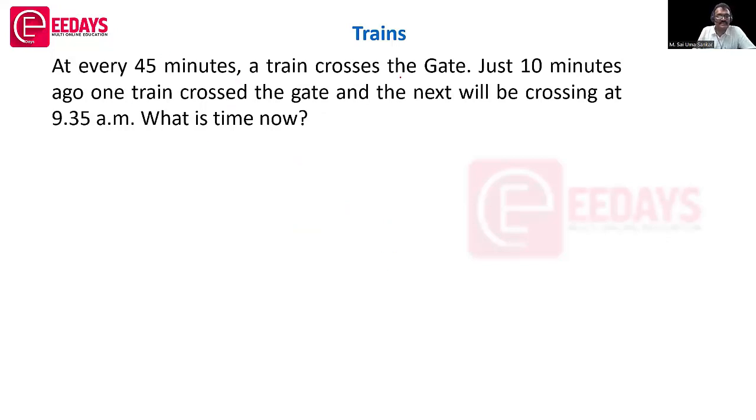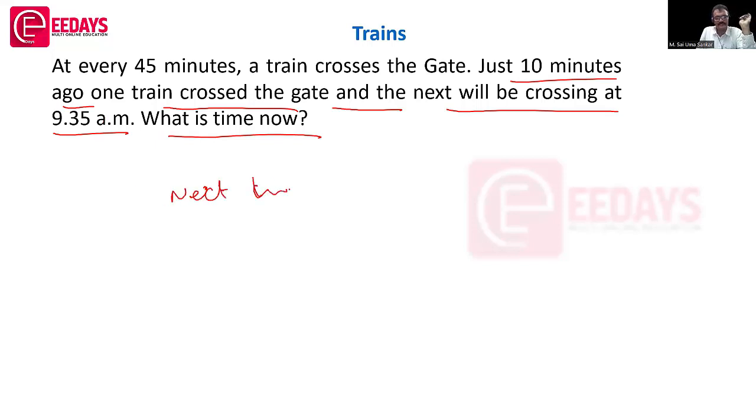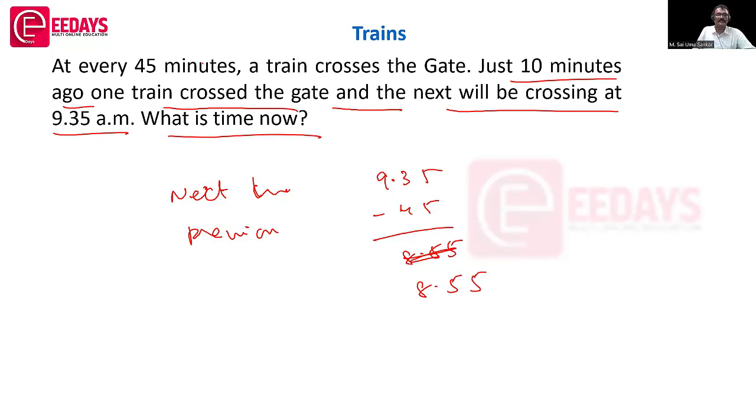At every 45 minutes, the train crosses the gate. Just 10 minutes ago, one train crossed the gate and the next will cross at 9:35 a.m. What is the time now? 9:35 is the next train, so what is the previous train? Previous train is minus 45, that is 8:55. The train went just 10 minutes ago, so taking plus 10, it becomes 9:05. What does he ask? What is the time now? That is equal to 9:05. This is about the trains. Okay, there is nothing more than this.